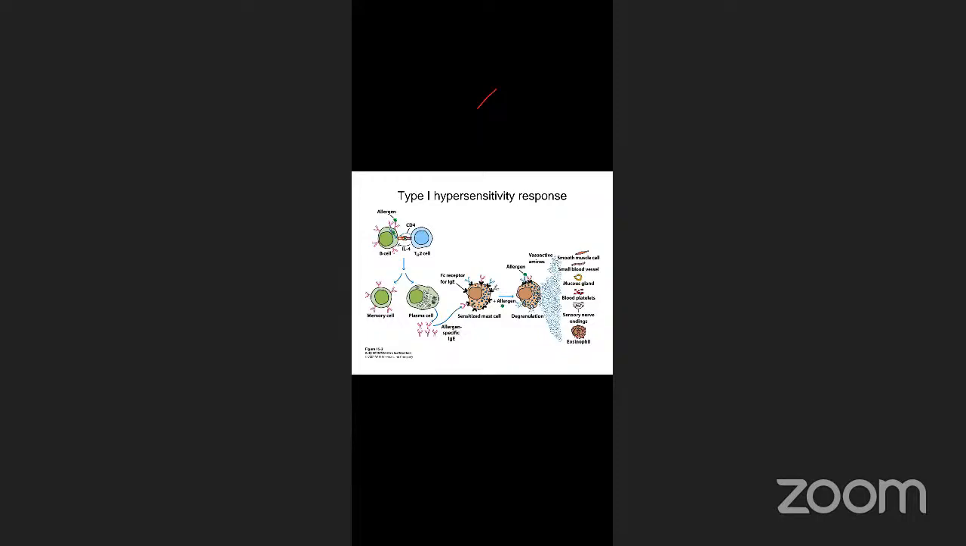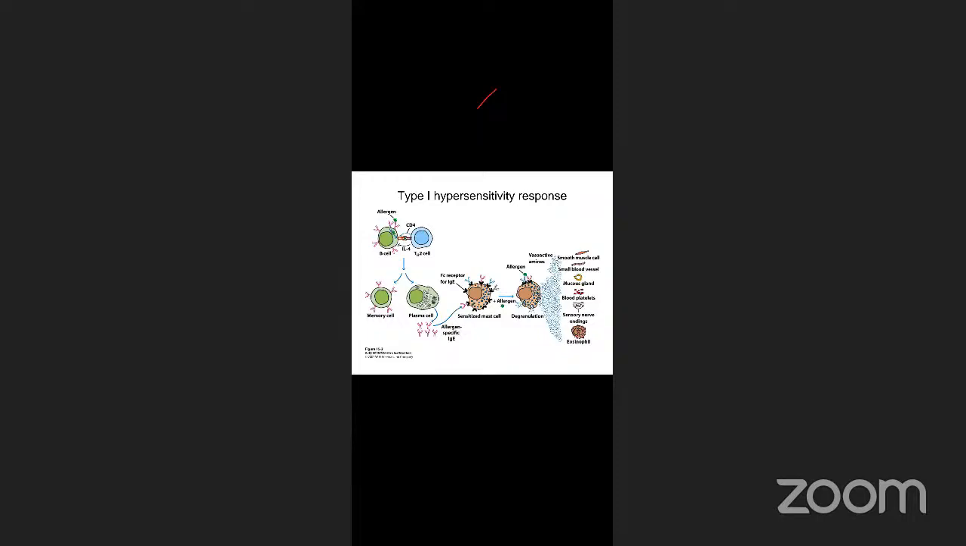And this step is also called the sensitization phase. What happens in the sensitization phase? Class switching of antigen-specific B cells occurs, and specific immunoglobulin E antibodies will be released. These antibodies go and bind with two types of cells, the mast cell and the basophil.